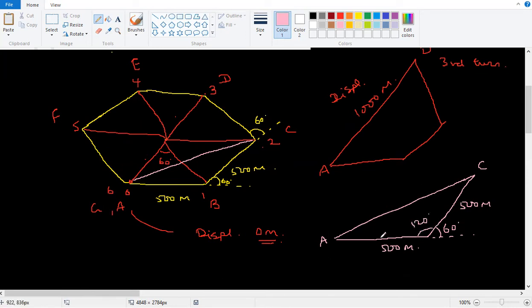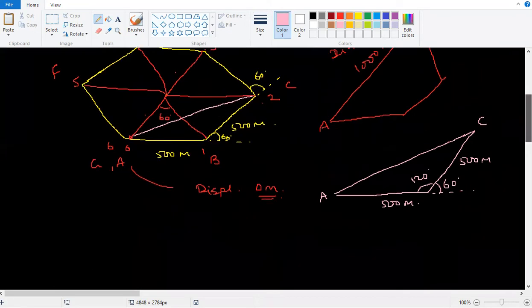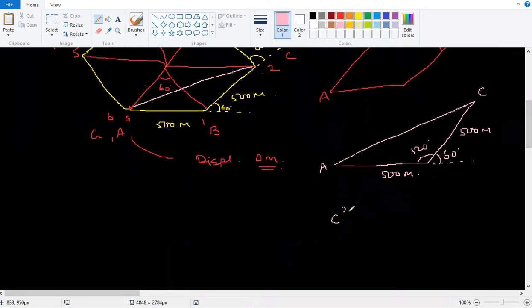You can use your cosine law because you know this side and the angle between them, which means if I use my cosine law, I'll be able to calculate this one. That means I can say c squared is equal to a squared plus b squared minus 2ab cos C, which is 120. So a squared plus b squared is going to be the same, so 500 squared plus 500 squared minus 2 times a into b, so 500 into 500.